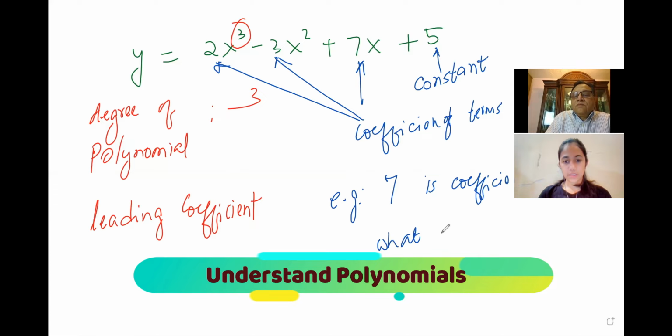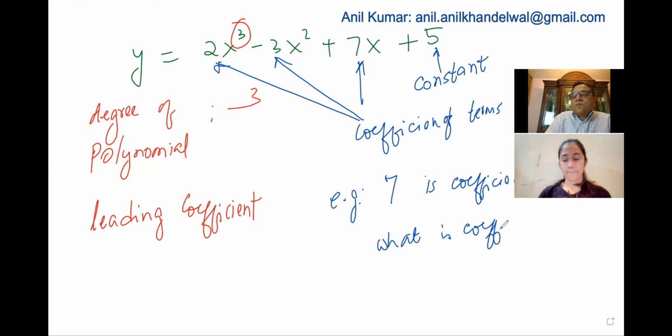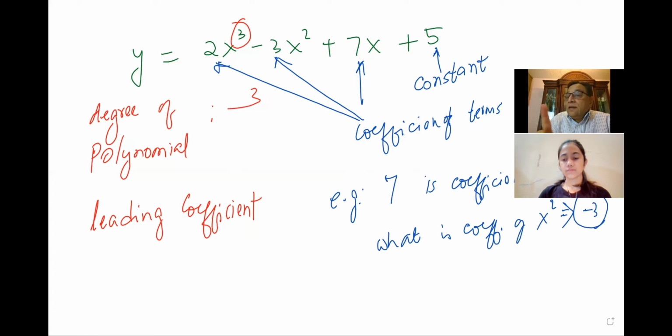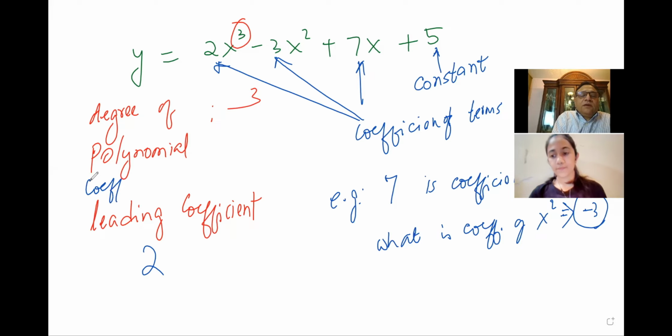Minus 3. Do you see that? Negative 3. The whole thing has to be taken, correct? However, 2 is the leading coefficient, the coefficient of the highest power. So the leading coefficient is the coefficient of the highest power. Is it okay?